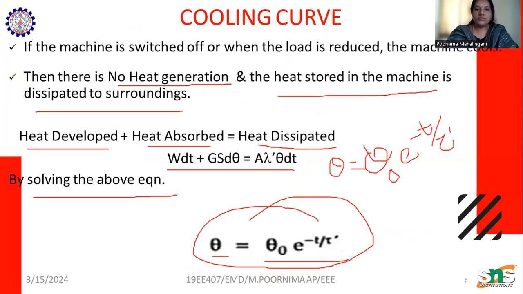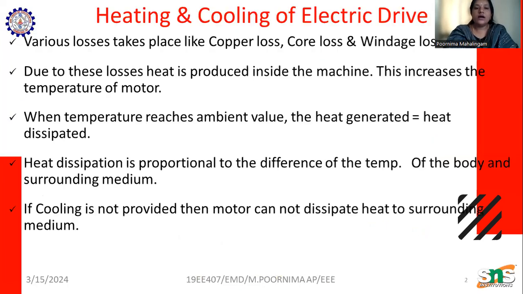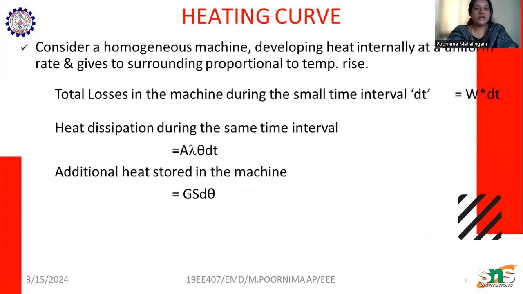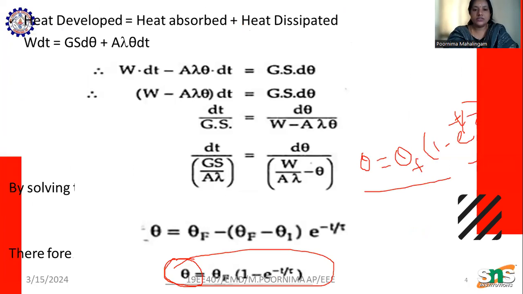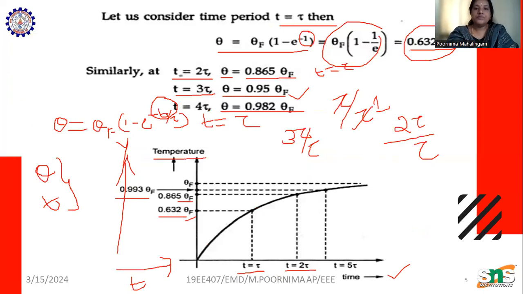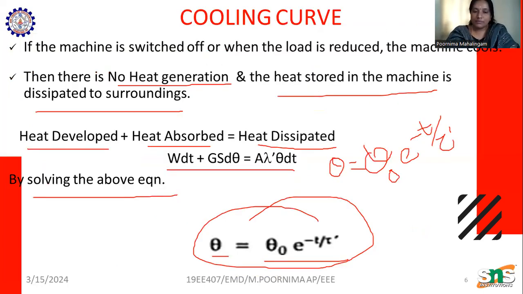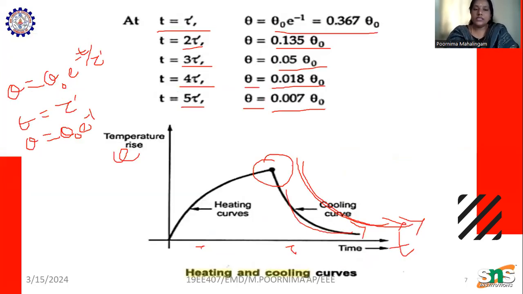So in this video, we have seen what is meant by heating and cooling, how heating occurs, why cooling is needed, how the temperature rises, and the equation for the heating curve. Next we saw what cooling is, how cooling occurs, and the graph for cooling. I hope you clearly understood the graph between heating and cooling and how the temperature increases and decreases with time.